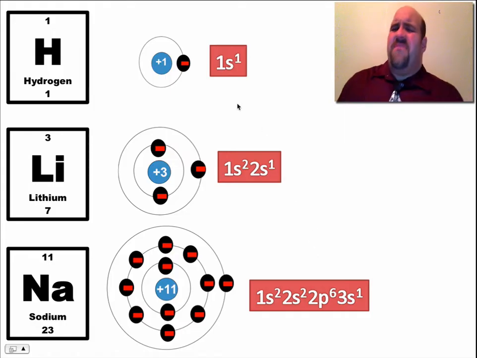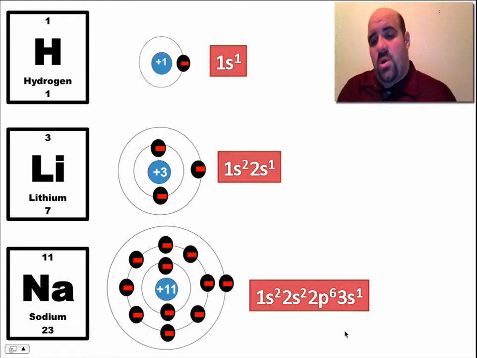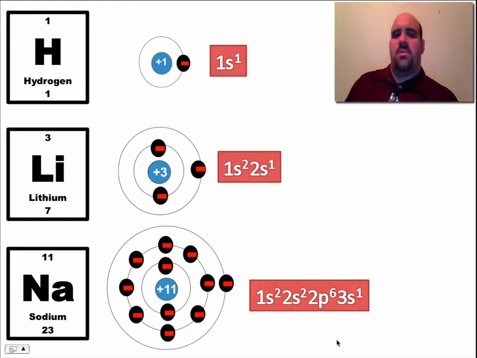Now in my class, we've already seen that there's a repeating pattern of electron configurations as you go down. Hydrogen ends in 1s1, lithium ends in 2s1, sodium's 3s1, potassium's 4s1, and then 5s1, 6s1, and 7s1. So there's a pattern there.